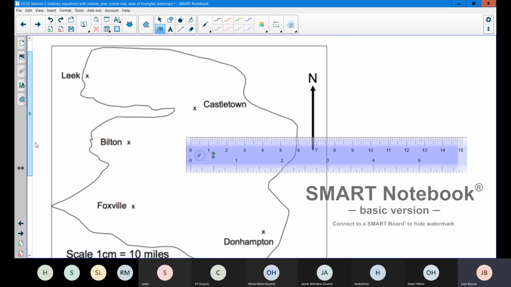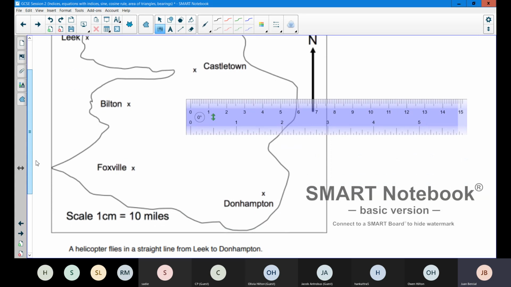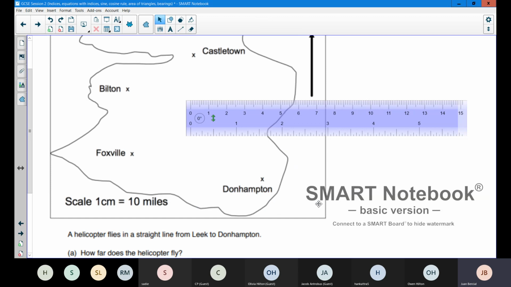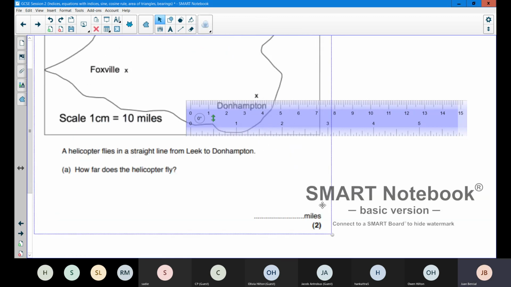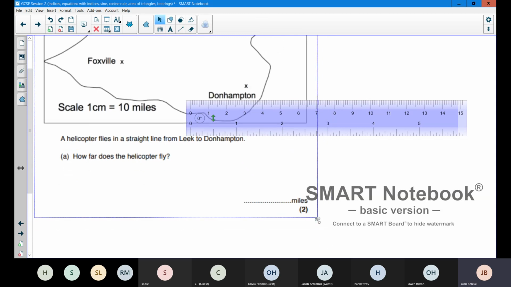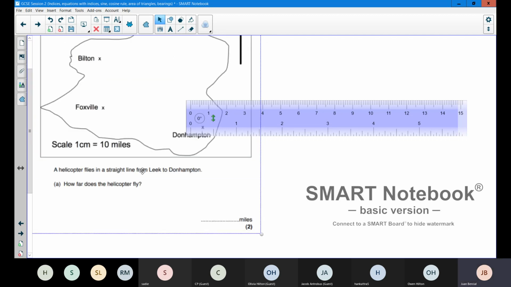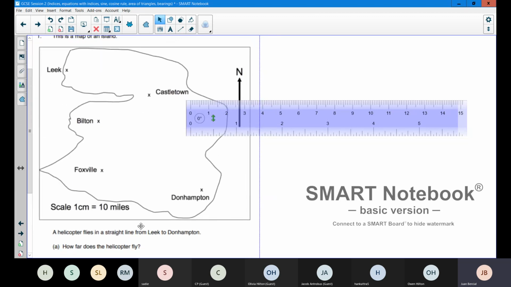Okay, so this is a typical GCSE question. We've got the map of this island. Sorry, let me just make this a little bit smaller, it's a little bit too big. So we can see the question there. It's asking me how far the helicopter is flying.